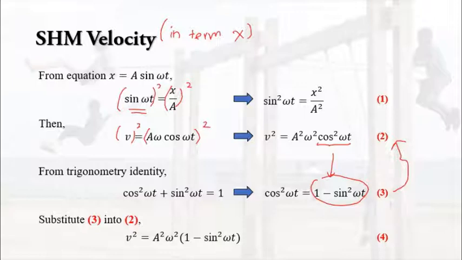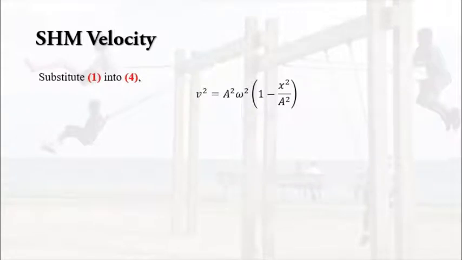So after you have equation 4, what are you going to do next? You still have omega t in your equation. So you are going to remove it by using equation 1. Substitute 1 into 4, you're going to get v squared equals a squared omega squared bracket 1 minus x squared over a squared. So this x squared over a squared comes from your sine squared omega t, which is from your equation 1.